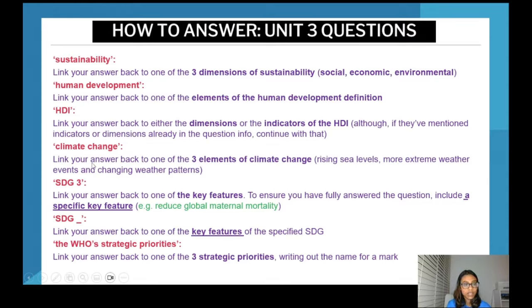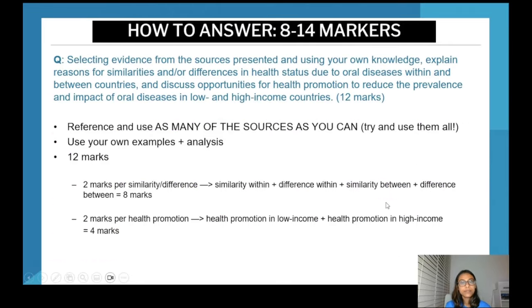So if you're asked about climate change, you link your answer back to 3 elements and 3 impacts of climate change that are really good to link to human development, health and well-being, health status, anything that you need to link to in the question. So rising sea levels, more extreme weather events, and changing weather patterns. Then we've got how to answer the 8 to 14 marker.